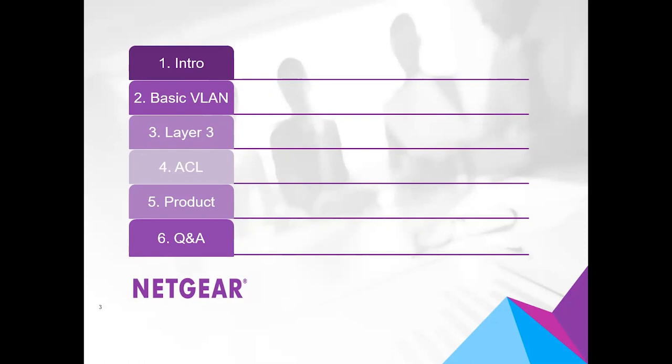But later on, we're gonna jump to the advanced VLAN settings. Mainly, we want you to have a better understanding about the layer three and the ACL features. These are what we are talking about when we talk about advanced VLANs. We're gonna see also a product portfolio, so which products are the best fit in terms of advanced VLANs when you need to configure it. And to finish, we are gonna do a Q&A session.